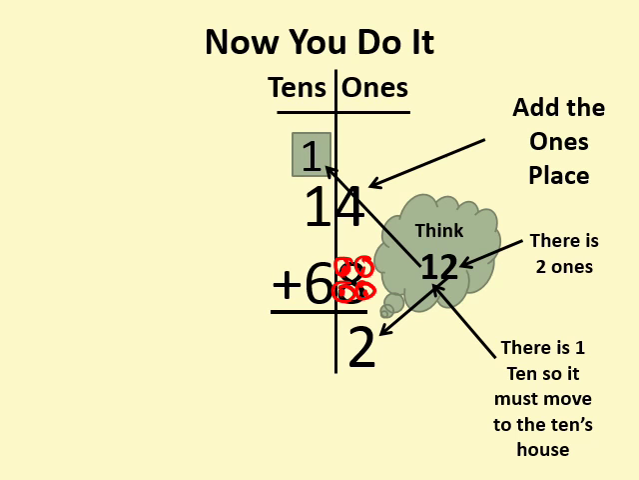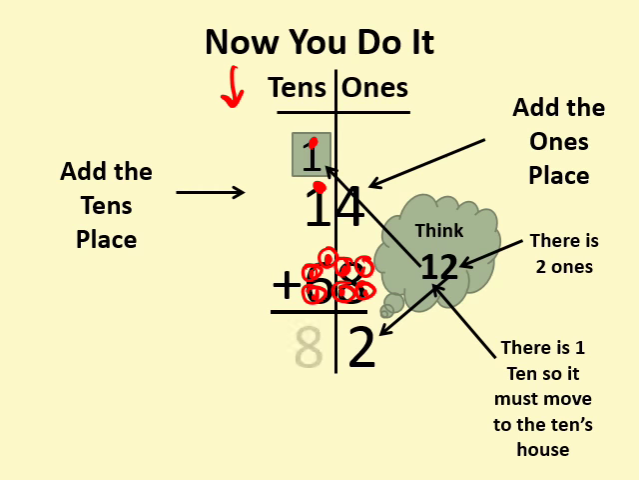Now I'm going to go ahead and add the tens. I'm going to start at the top and work my way down. 1 ten, 2 tens, 3, 4 tens, 5, 6 tens, 7, 8 tens. There are 8 tens and 2 ones. Therefore, my answer is 82. Hopefully when you paused that and worked it out on your own, you were able to get the same answer.